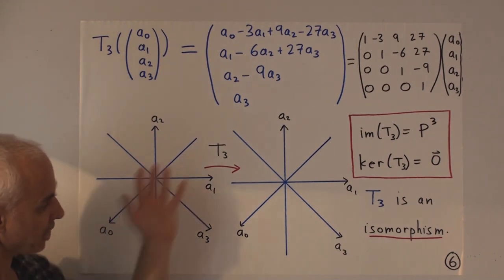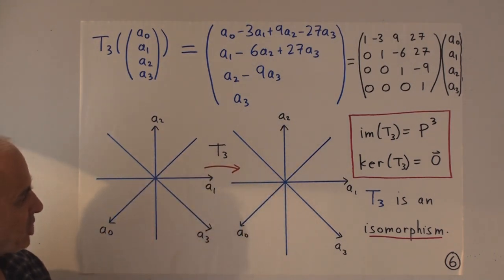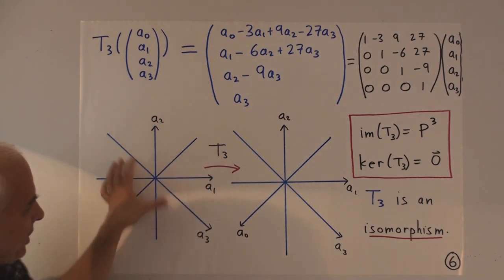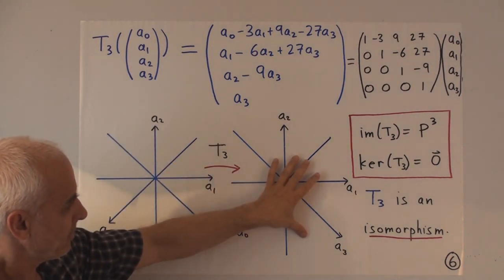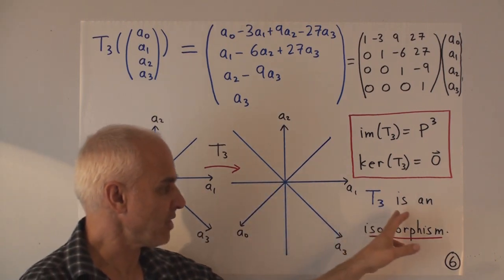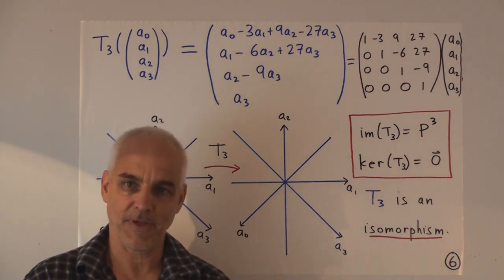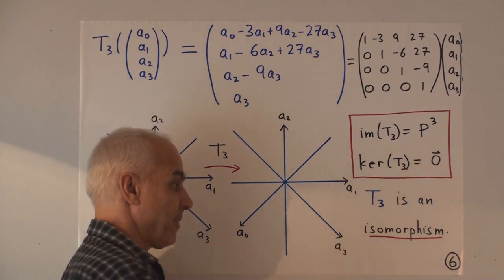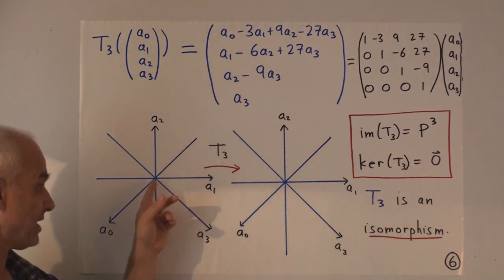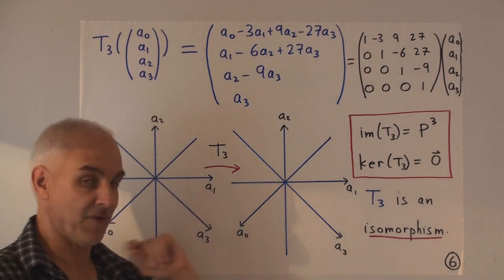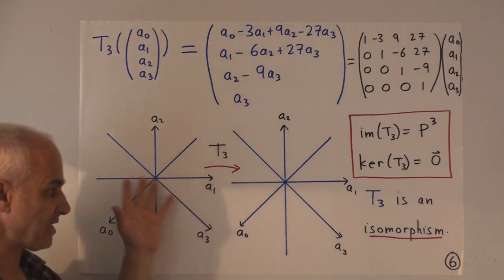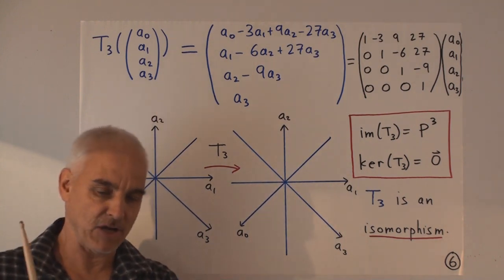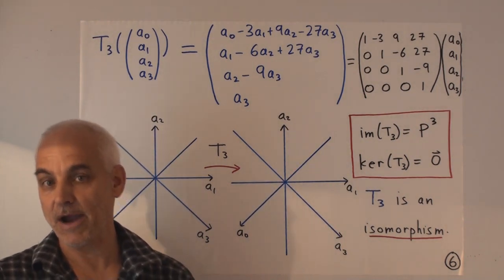This is a particularly pleasant kind of situation where only the zero vector gets sent to the zero vector and the image is everything. It's the case that T3 is an isomorphism. That's what it means. To be surjective means that the image is everything, and injective means that the kernel is 0. So this is just an isomorphism, which corresponds to our intuition. We're not collapsing anything by translating a polynomial by 3.